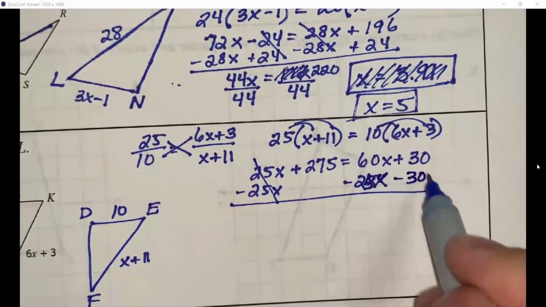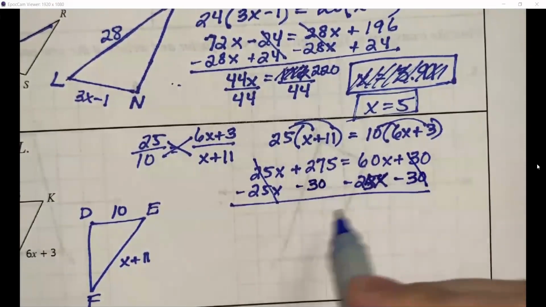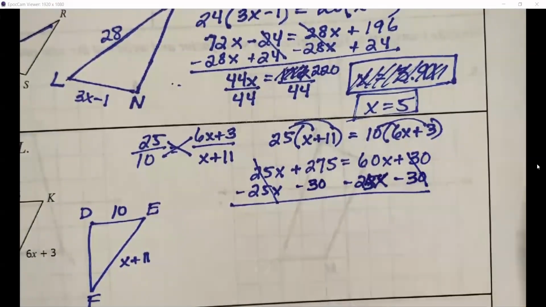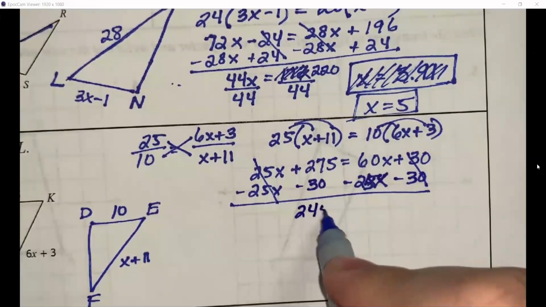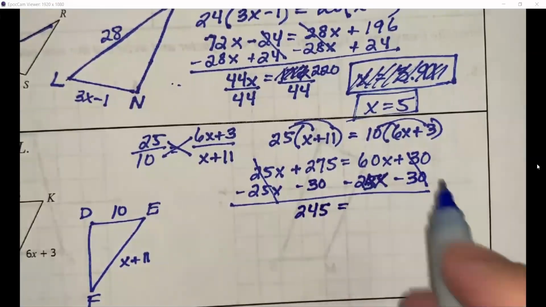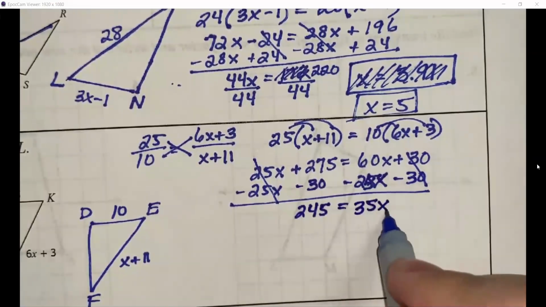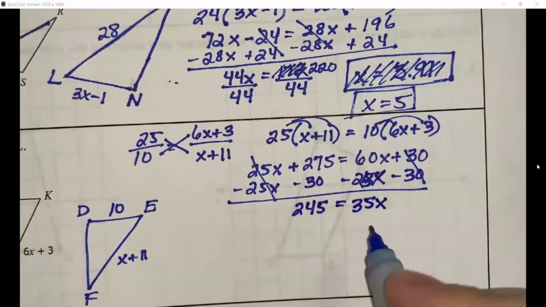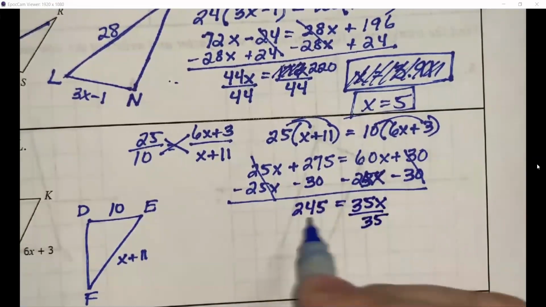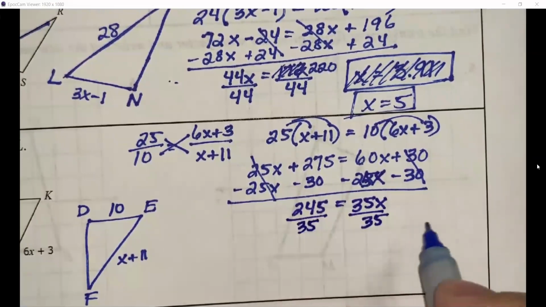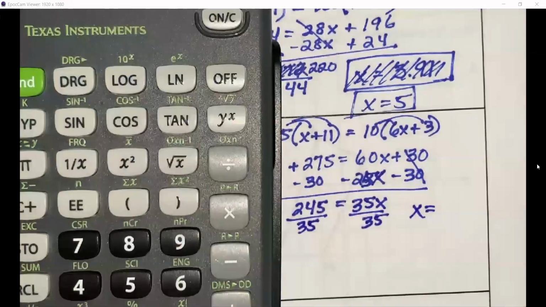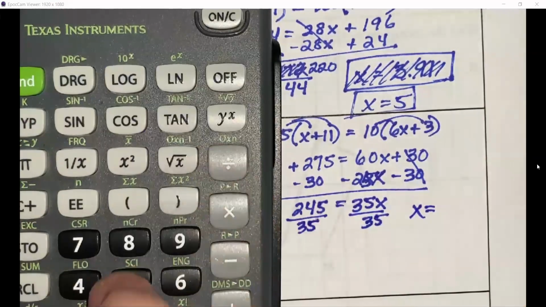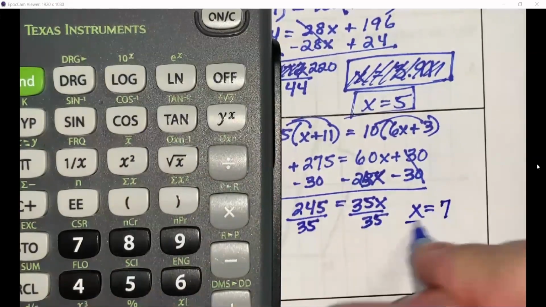Then I'll subtract 30 from both sides. And so let's see, 275 minus 30 is 245. That's equal to 60 minus 25 is 35x. So then to get x by itself, I divide both sides by 35. And then I get x is equal to, so 245 divided by 35, x is equal to 7.